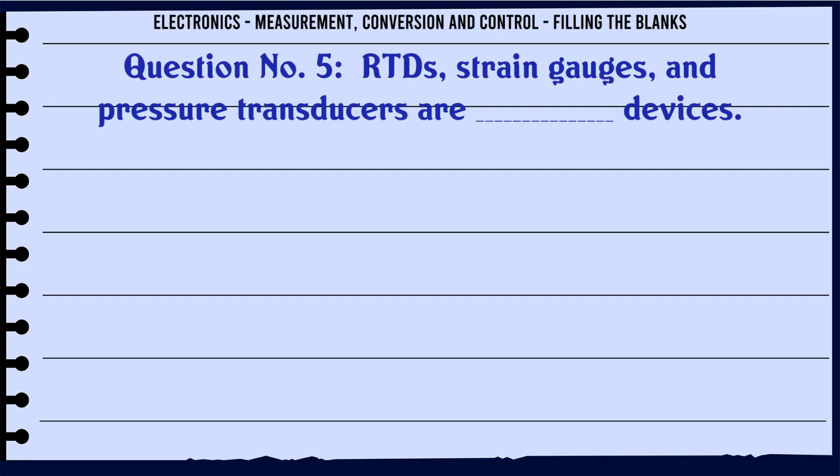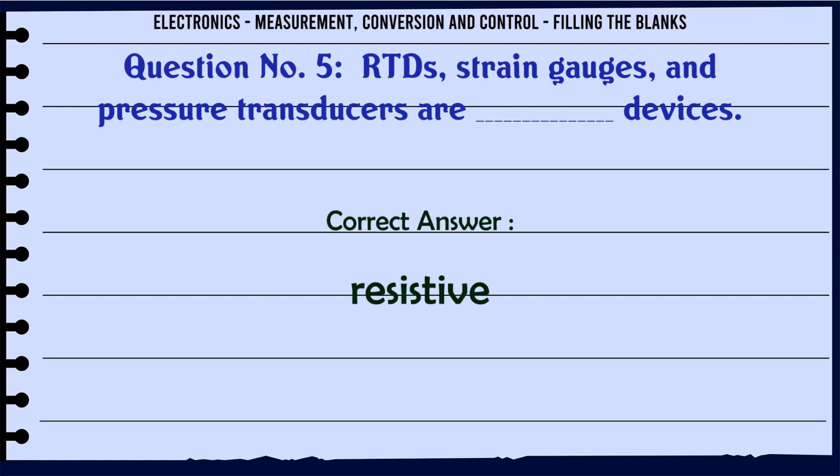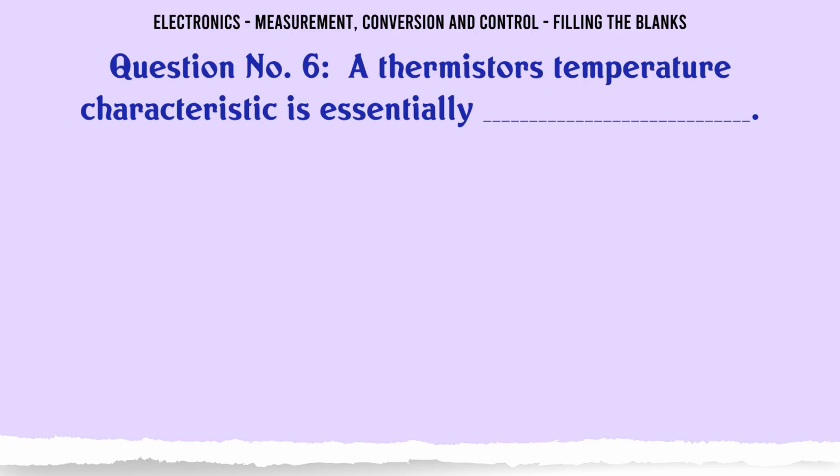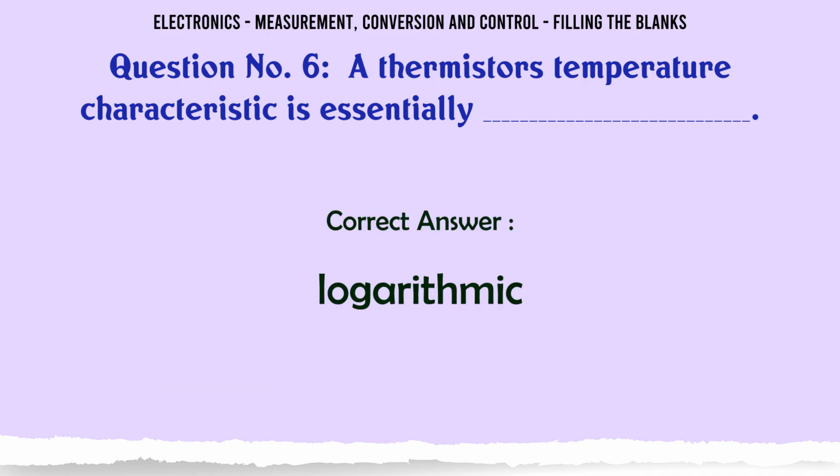RTDs, strain gauges and pressure transducers are devices A. Resistive, B. Inductive, C. Capacitive, D. Solid state. The correct answer is resistive. A thermistor's temperature characteristic is essentially A. Linear, B. Logarithmic, C. Nonlinear, D. Geometric. The correct answer is logarithmic.